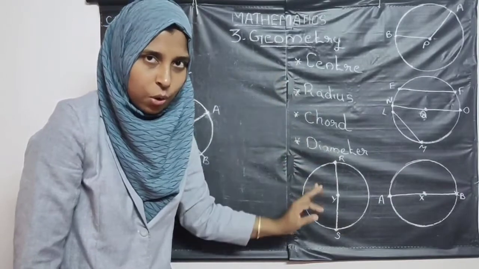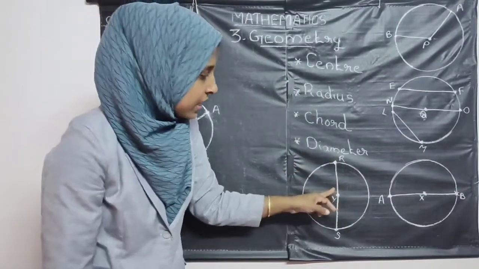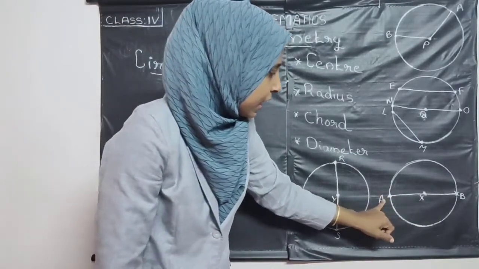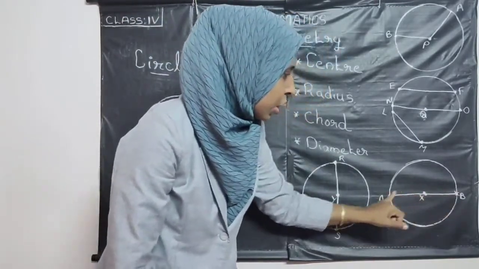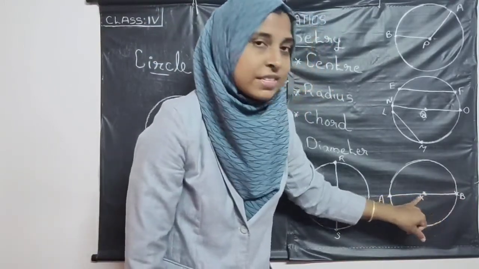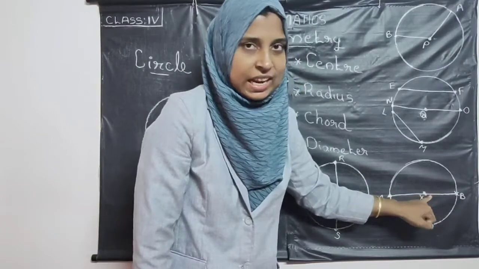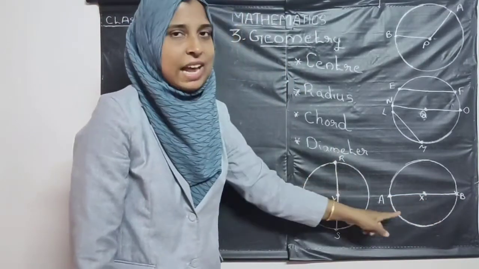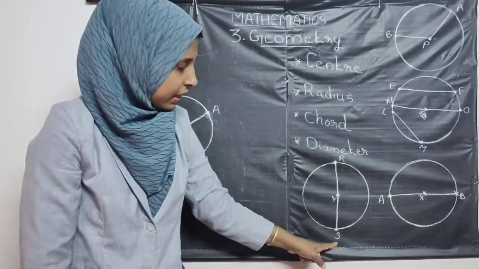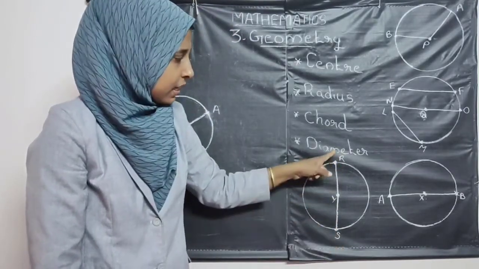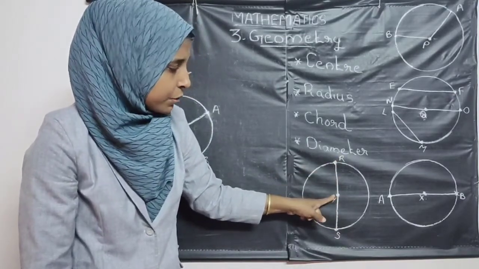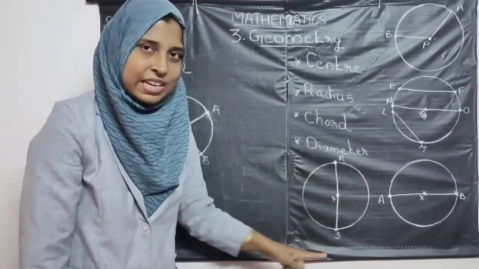Yes. Next, diameter. Diameter means it is a chord which passes through the center. Look here. This is a line segment that joins 2 points on the circle A, B, and also passes through the center X. So it is a diameter. Here also R and S, 2 points on the circle. RS joined, we got a line segment, and this line segment also passes through the center. So it is a diameter.